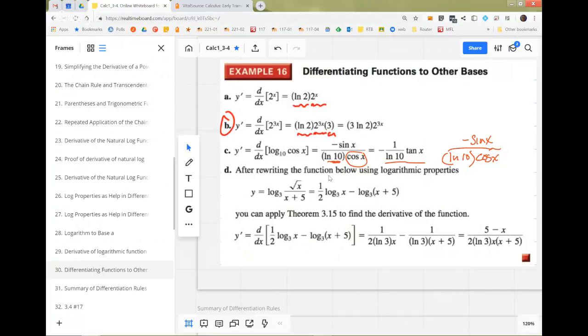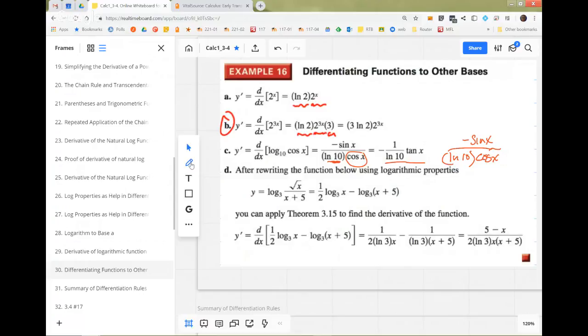D, it says after rewriting the function below using logarithmic properties, then go ahead and find the derivative. Okay, so first, the log base 3 of the square root of x over x plus 5 equals 1/2 times the log base 3 of x, right? This is really x to the 1/2 up here, and the rule for taking a log of something to a power is take the power times the log. So that's why that's there. Minus, because it's division. And on the bottom, the log base 3 of x plus 5.